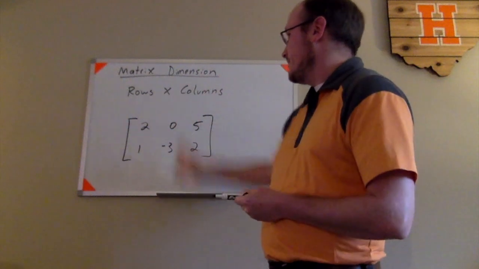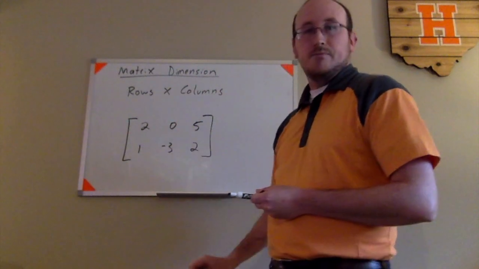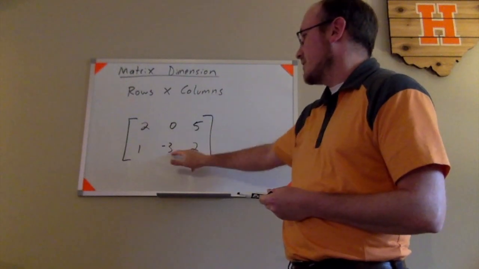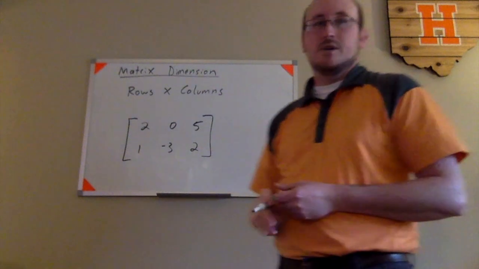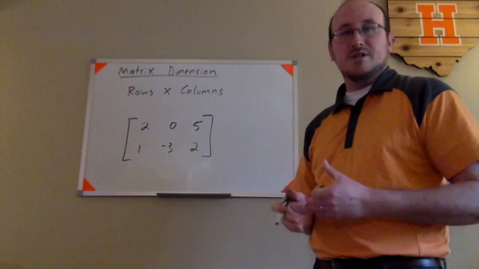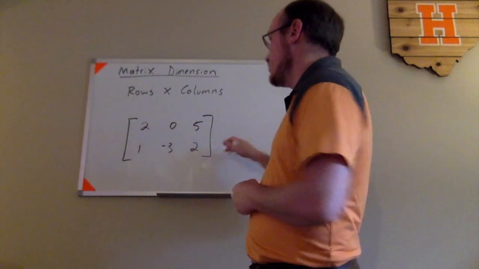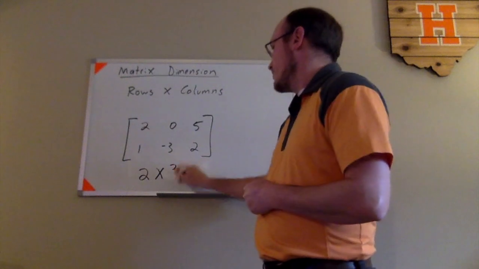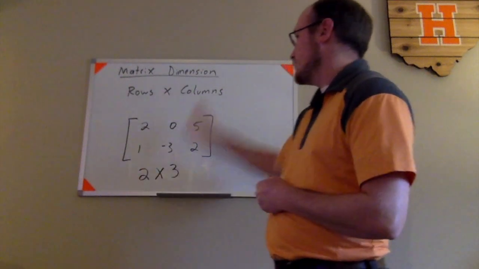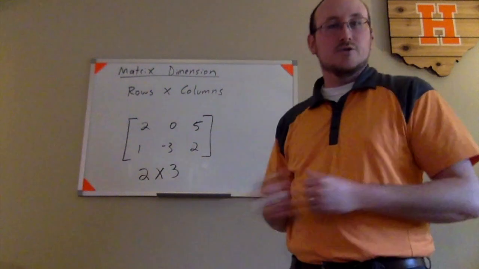Columns are vertical. This matrix has 3 columns. Column 1 has entries 2 and 1. Column 2 has entries 0 and -3. And column 3 has entries 5 and 2. So if we were going to go ahead and give the dimensions of this matrix, rows by columns, we said it has 2 rows. So this would be a 2 by 3 matrix. That's 3 columns, 1, 2, and 3. So when we're talking about the dimension of this particular matrix, it's a 2 by 3 matrix.